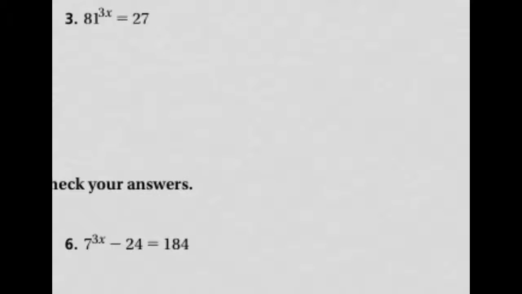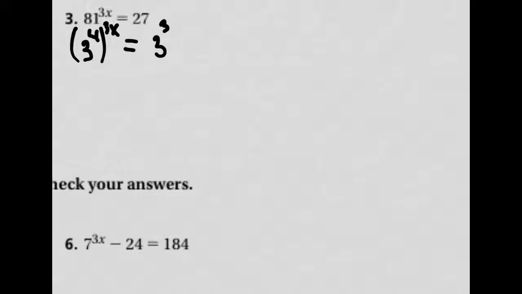All right, number 3, 81 to the 3x power equals 27. I'm going to try to do the same thing again. I notice that 81 and 27 can both be broken down to a power with the same base. What is that base? Not 9, right? 9 times 9 is 81, but you cannot break down the 27 as a power of 9. But you can break them both down to a power of 3. So 81 is 3 to the 4th power. You can check that on your calculator if you're unsure. And 27 is 3 to the 3rd power.